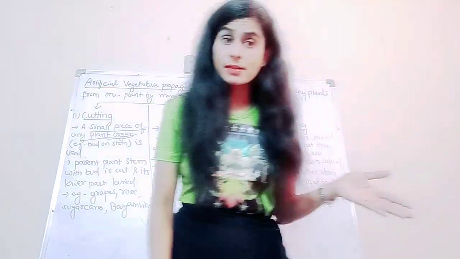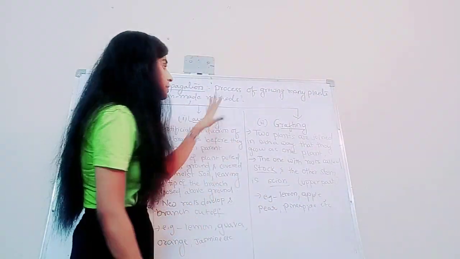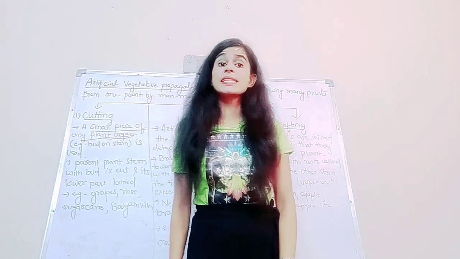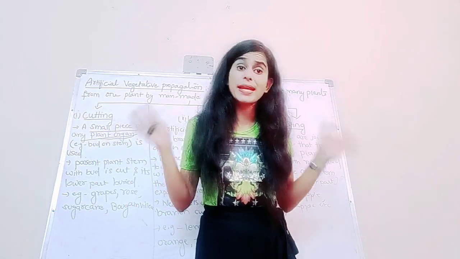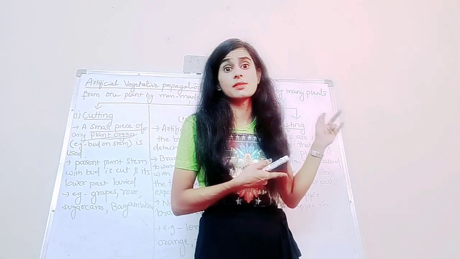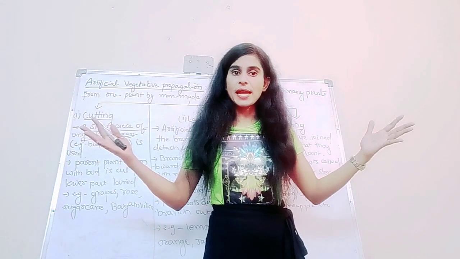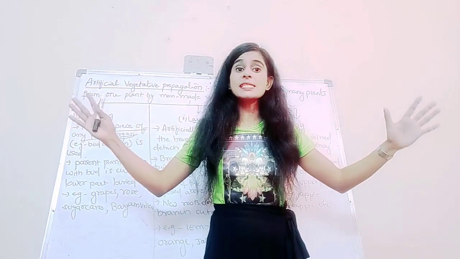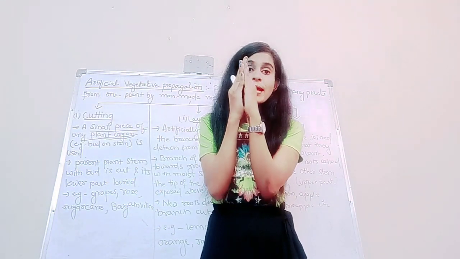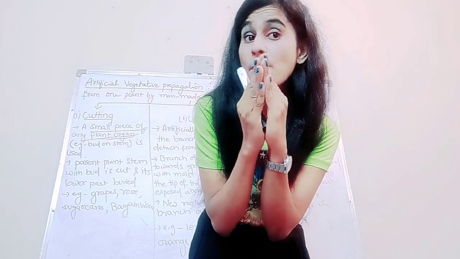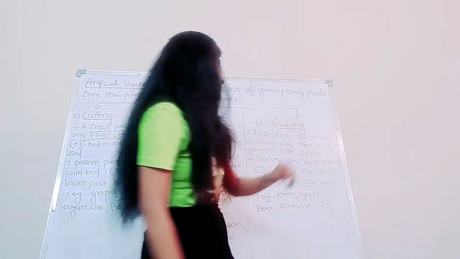So many plants are there. Now let's move on to the third and the last type of process, that is grafting. I have told you n number of times regarding the grafting process, guys. So what the grafting process means is that two different plants are joined together and made to grow as a single plant. Then it is called grafting.